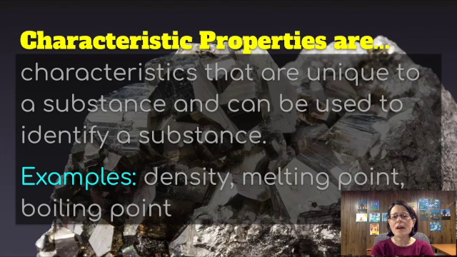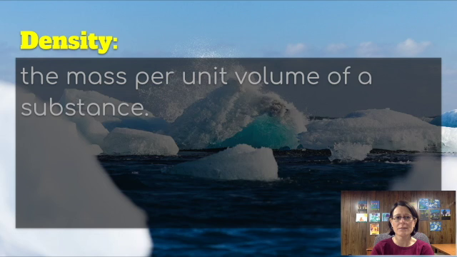Now, objects, substances also have characteristic properties. These are characteristics that are unique to a substance and can be used to identify a substance. Some examples are density, melting point, and boiling point. So let's take a look at these.